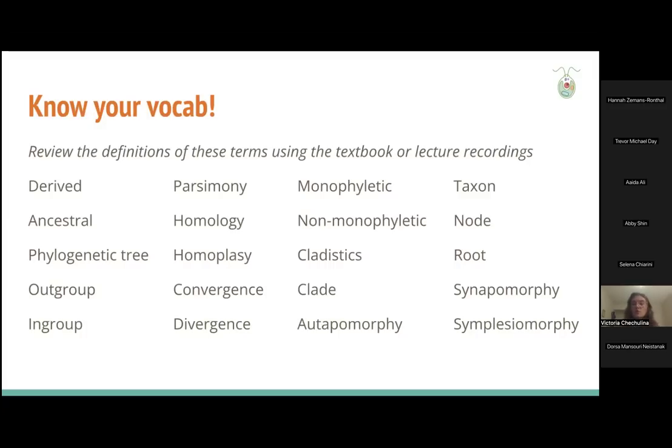Not super duper complicated. Just go back to the textbook and lectures if you need it. Hopefully, if you know these terms, then that should get you points on the final.